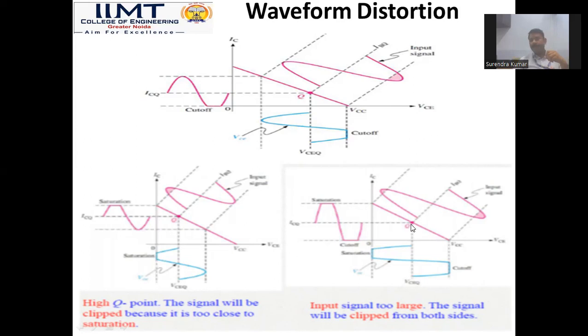Here, if the operating point is fixed in the center, but my input signal is quite large and exceeds the saturation level on the upper side and the cutoff level below, we will have this type of output waveform. It is clipped on the positive side and the negative side. We don't want this type of distorted output waveform. To avoid this kind of distortion, we use biasing circuits.